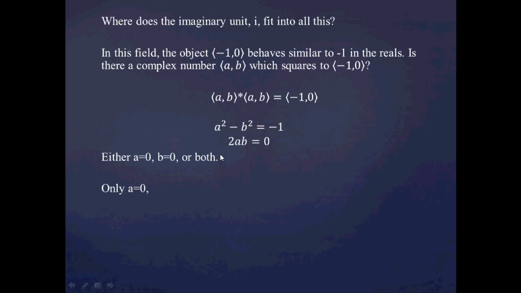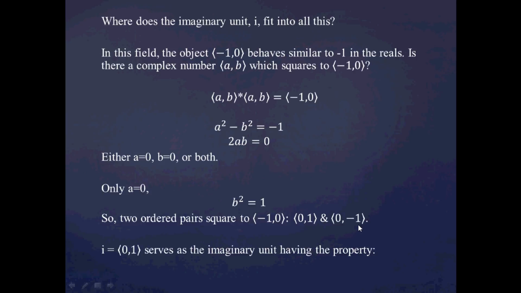So that immediately tells me that if such an object (a, b) exists, its first component is going to be 0. So let me substitute a equals 0 into that first equation. That's going to give me minus b squared equals minus 1, or b squared equals 1. And in the real numbers, that has two solutions. b can be equal to 1 or minus 1. So that means I found two ordered pairs that square to (minus 1, 0). Those would be (0, 1) and (0, minus 1).